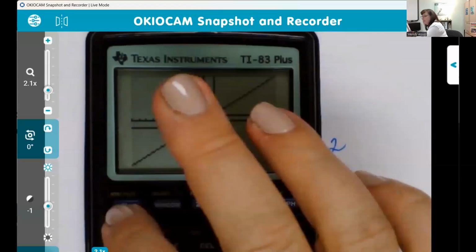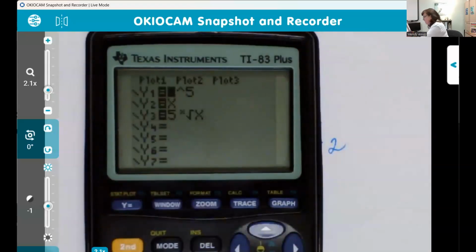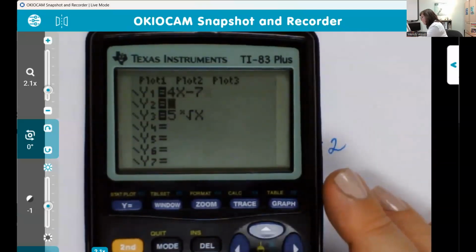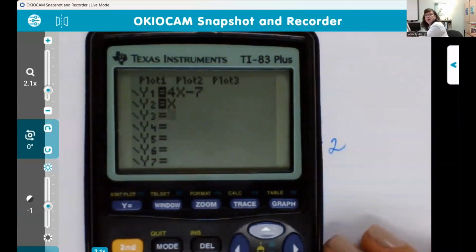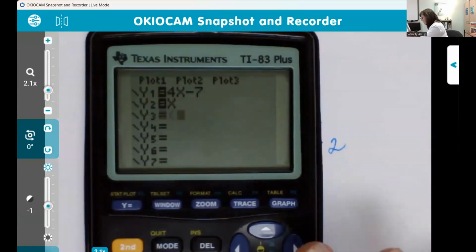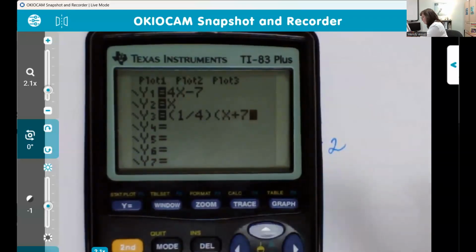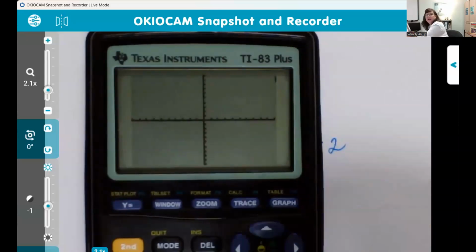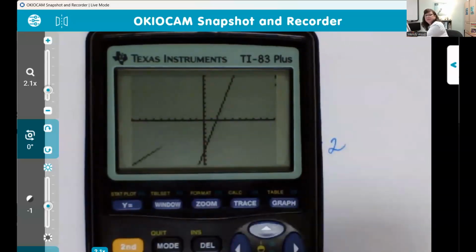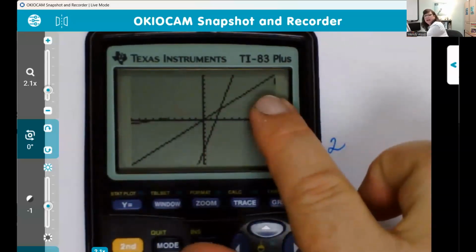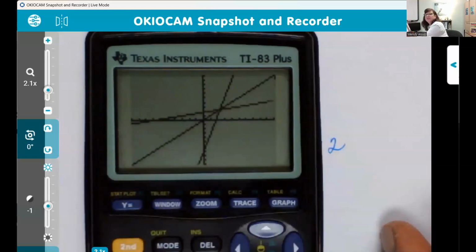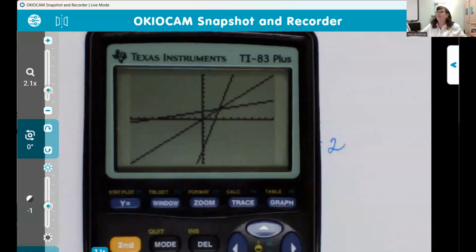The other one that we had, the second one, was 4x minus 7. That was the first one, and then the inverse was 1/4, in parentheses, x plus 7. These are both just straight lines, but look, if this is your first line, there's your line y equals x. The other one is a reflection across y equals x. They were inverses.